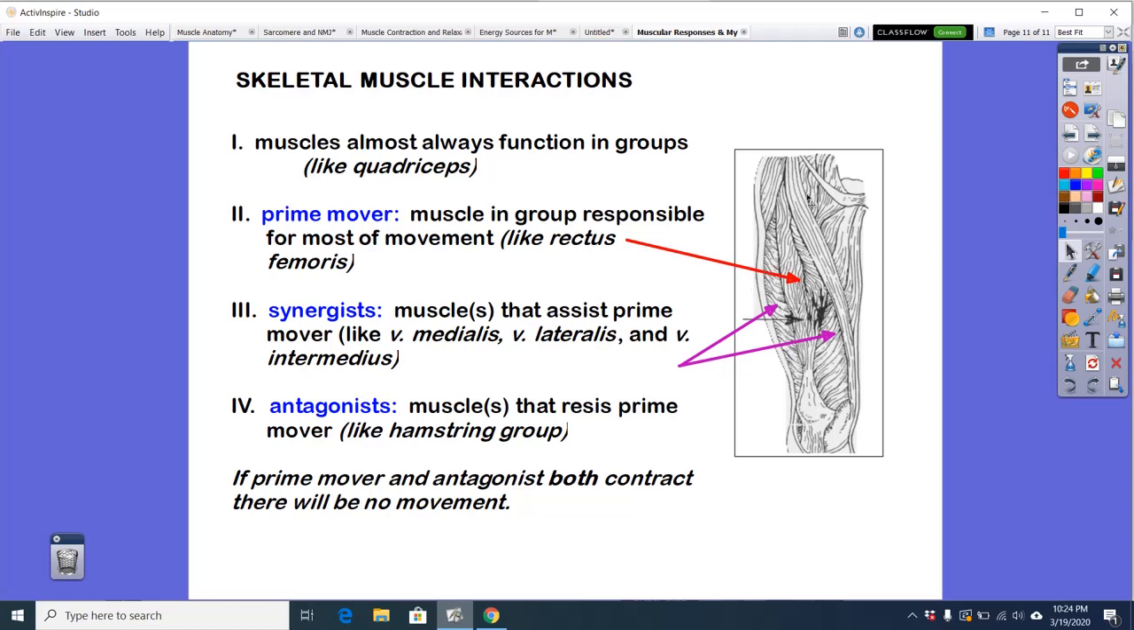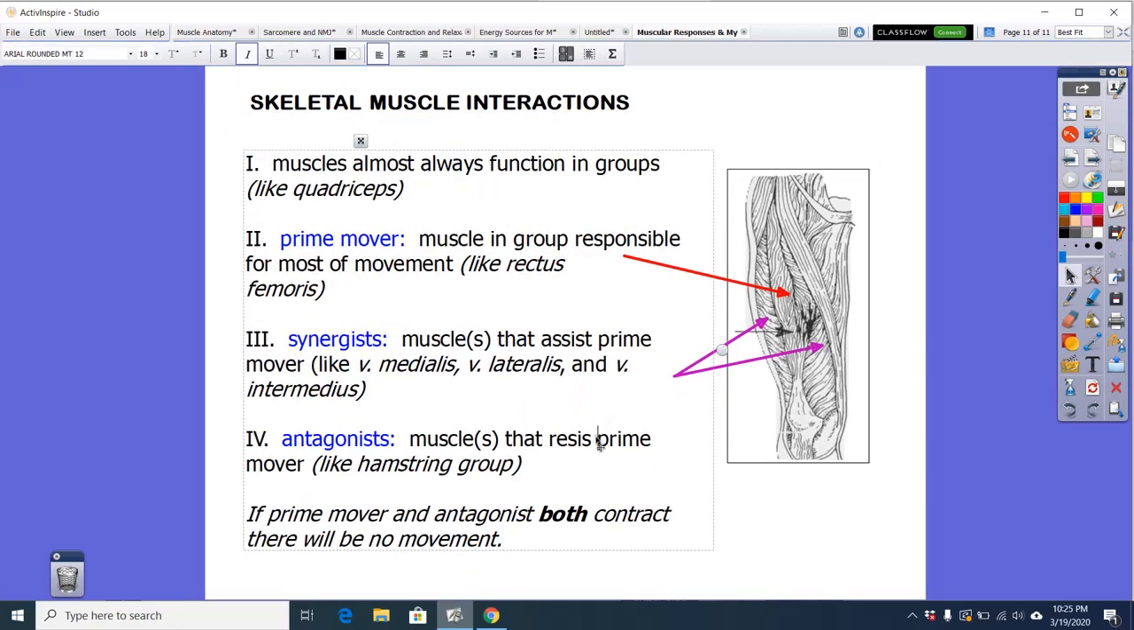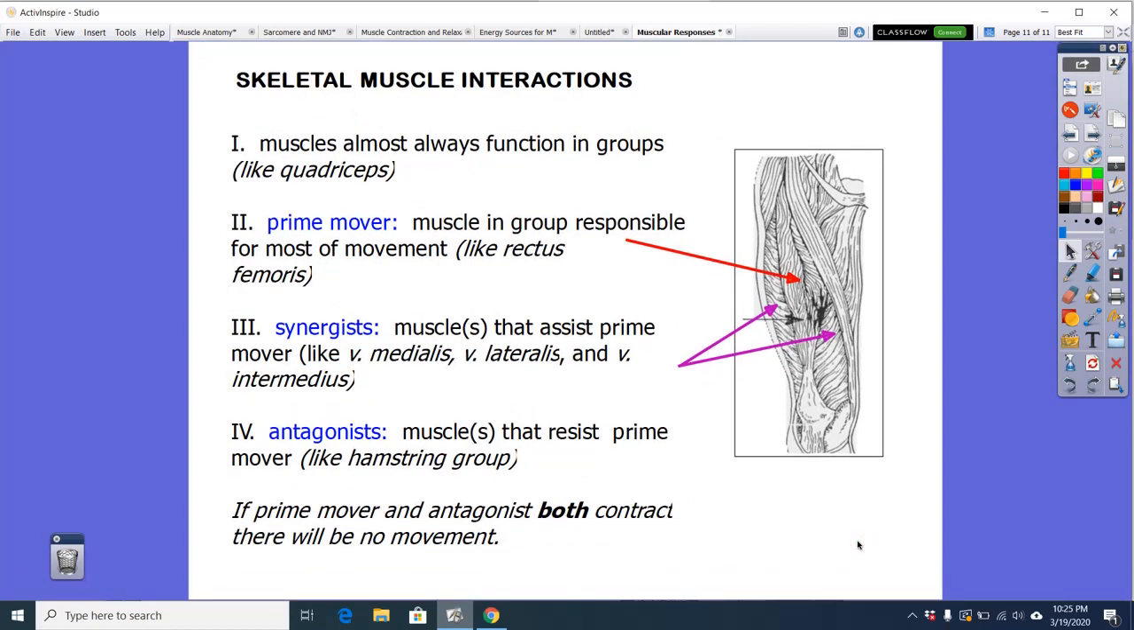And the rectus femoris, again, is the prime mover, indicated with this red arrow, but the synergists are going to be on either side of that and are going to help aid that prime mover so it doesn't wear out or fatigue easily. The antagonist is going to be the muscle that is going to resist the movement of the prime mover. So if we look at the leg, the quadriceps are on the front of the thigh. The hamstrings are on the back of the thigh. And if we were just talking about the entire group, you could say that the hamstrings are antagonist to the quadriceps. And remember, muscles move joints.